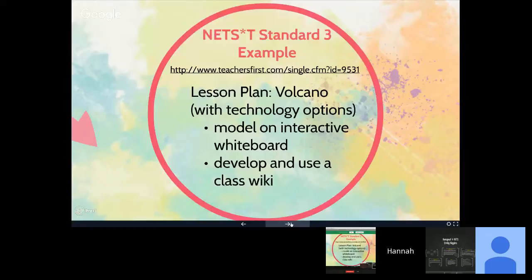The link below is to a great example from Teachers First of a lesson that incorporates Teacher Standard 3, Modeling Digital Age Work and Learning. This lesson is on volcanoes and requires students to write or type a paragraph on volcanoes. It also comes with directions for incorporating technology, which is where this lesson relates to Teacher Standard 3.